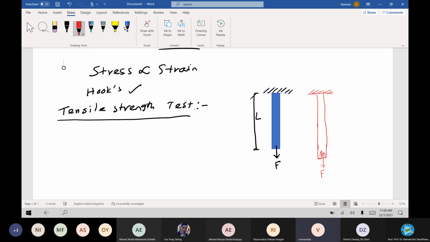Can you hear me? Just hold on for a while. My computer is restarting.